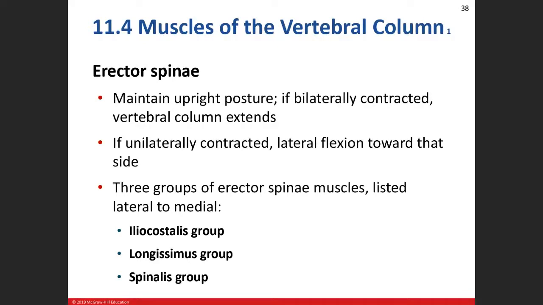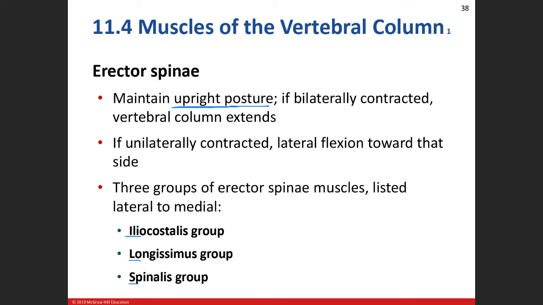Erector spinae, these guys travel the whole length of the spine. We used to call them in school the I love spaghetti muscle group: iliocostalis, longissimus, and spinalis, right? Their job is that they're the deepest group of muscles that run on the posterior portion of your back, just lateral to the spine. Their main function is to maintain upright posture, okay?